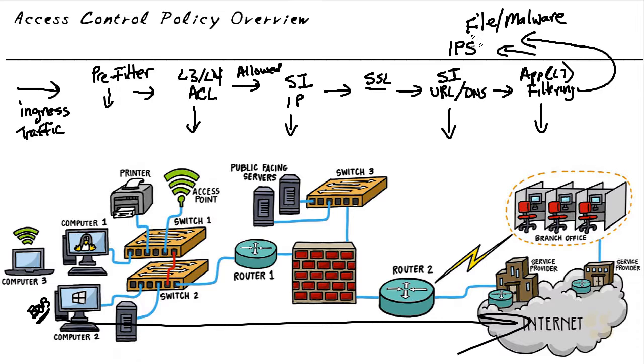And so what we would do is we'd have file and malware policies and or IPS policies. And then in our access control policy, we would point to those IPS and file and malware policies as additional inspections that we want to perform on the traffic. And if everything passes, if the traffic doesn't get dropped at any one of these points, it can then be forwarded out the egress interface of the firewall onto its destination.